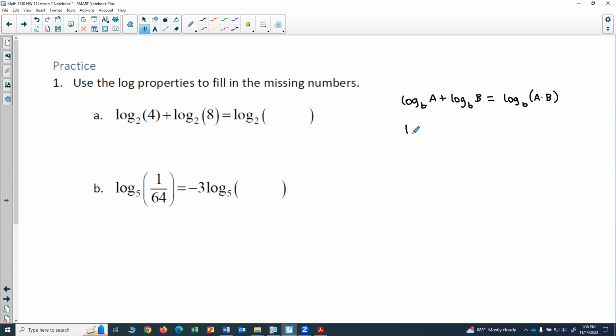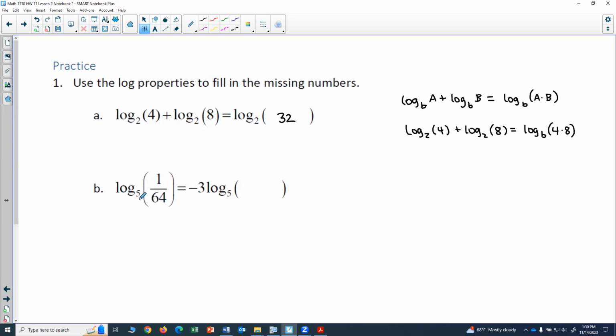So if I have log base 2 of 4 plus log base 2 of 8, and I want to combine it, it becomes log base 2 of 4 times 8. And 4 times 8 is 32, so that's what I would write here. I would write 32.